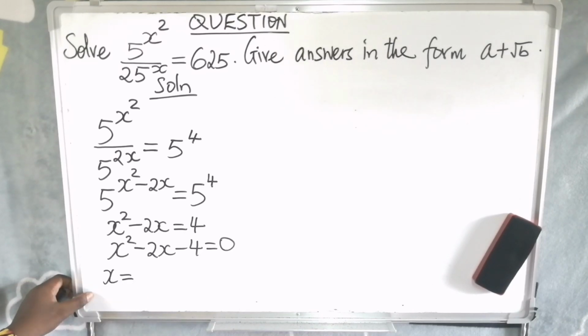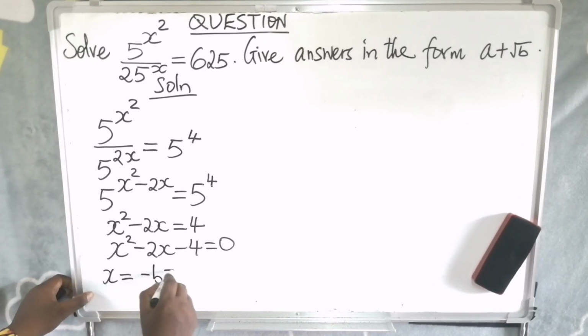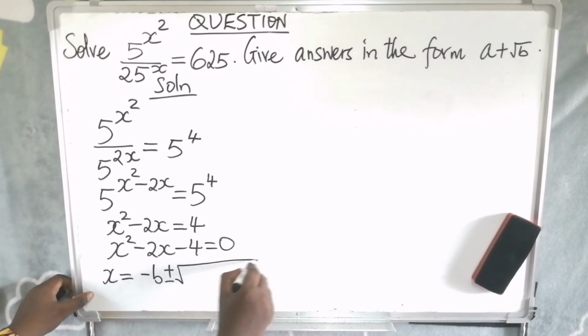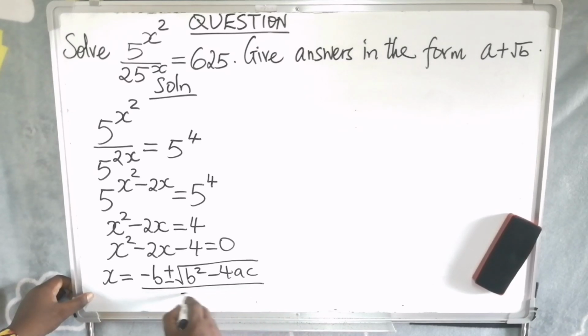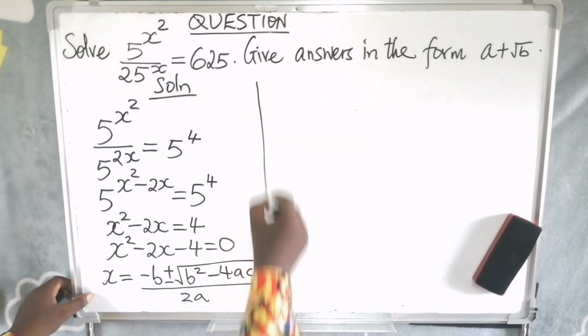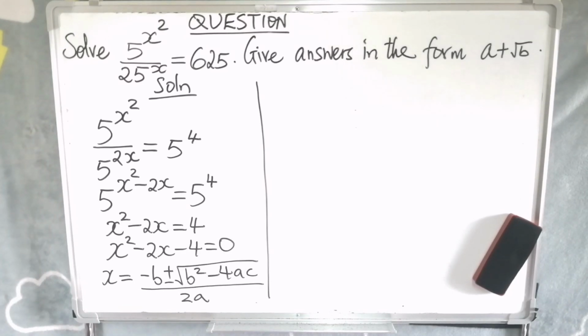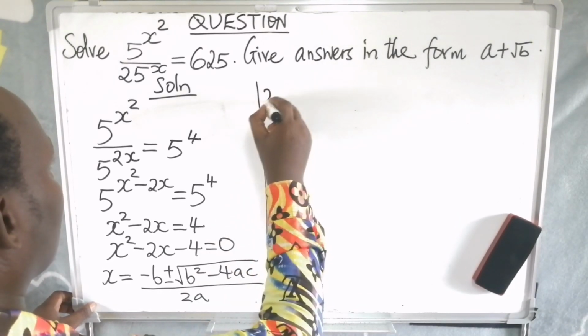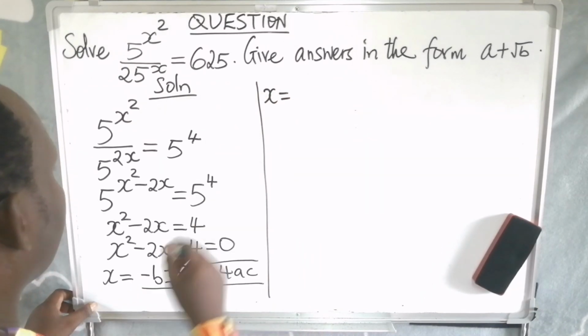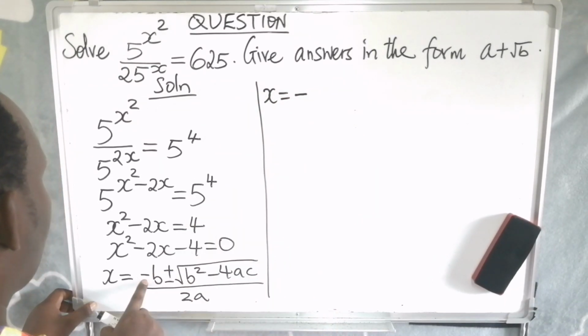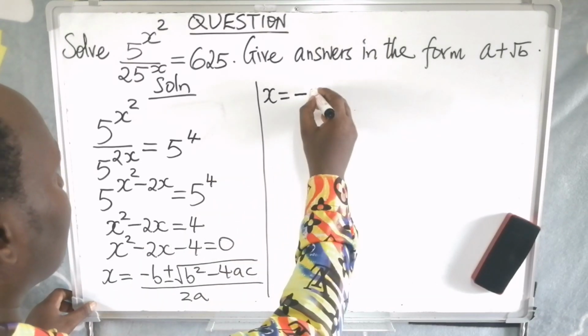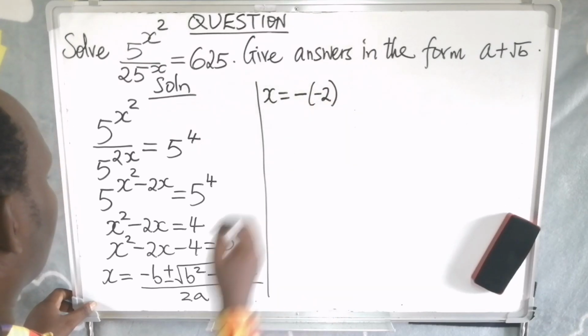Using the quadratic formula, x is equal to minus b plus or minus the square root of b squared minus 4ac, all over 2a. So we are going to use the quadratic formula to solve this problem. So we only need to substitute the values of a, b and c in the formula. And therefore our x will be negative b, then b is negative 2, right? Negative 2.